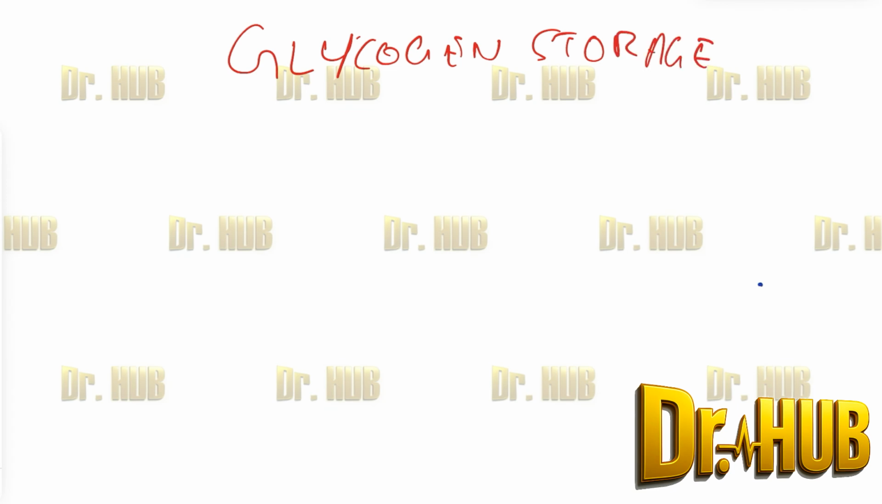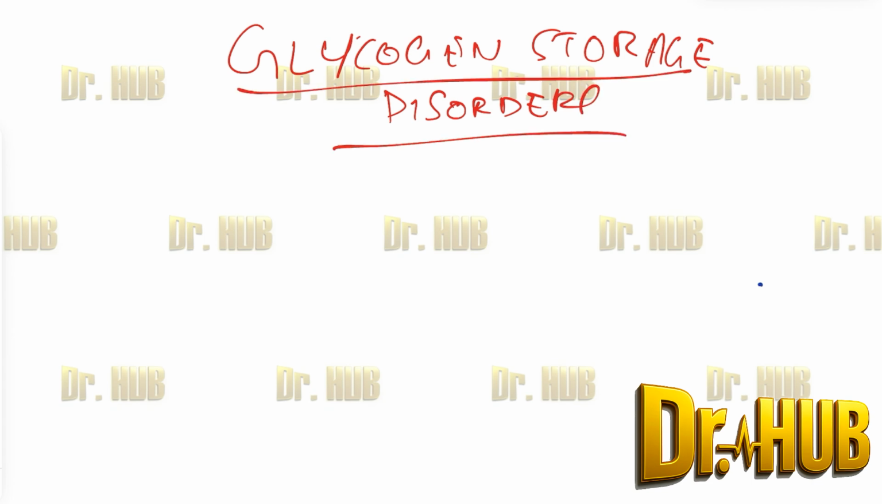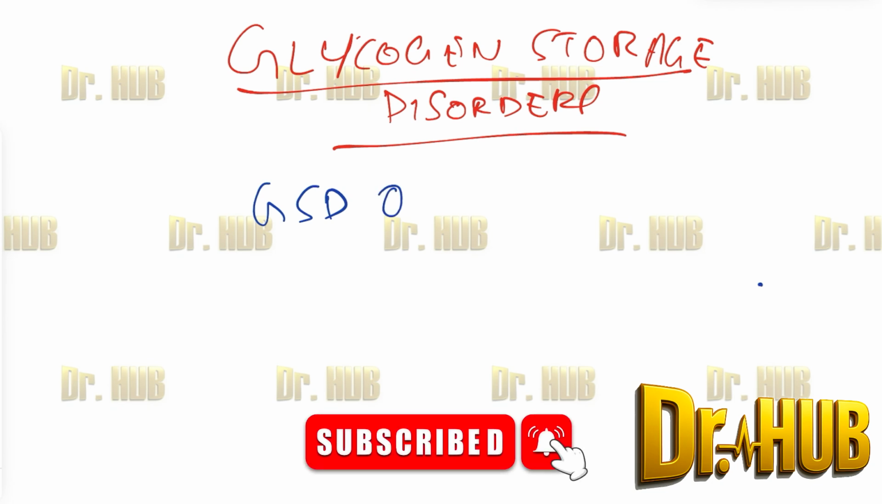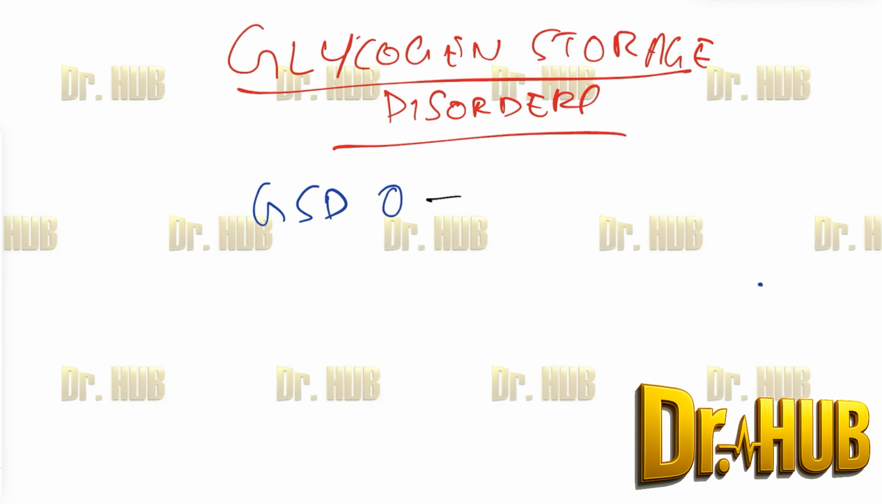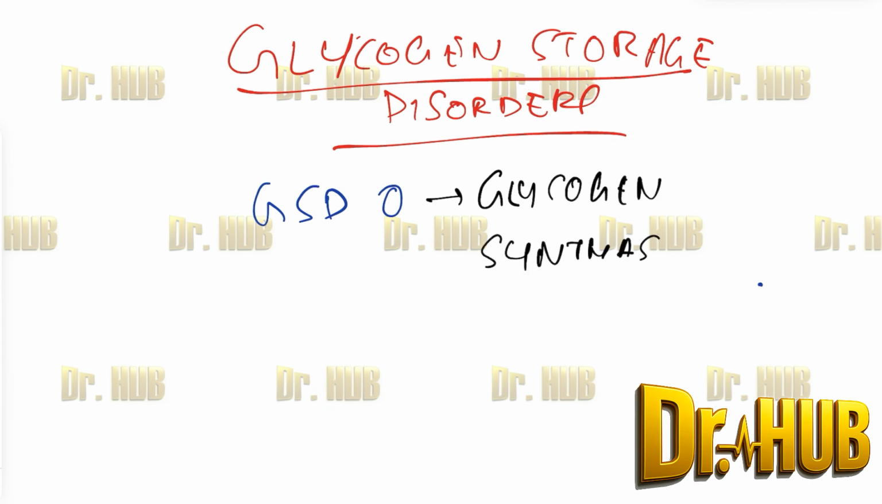Now we'll be again seeing the glycogen storage disorders. So to recap the first part, we saw the G6D, that is glycogen storage disorder type 0. This was about the synthase, that is glycogen synthase. And as we discussed, the symptoms include hypoglycemia as well as early death. This was in part 1.